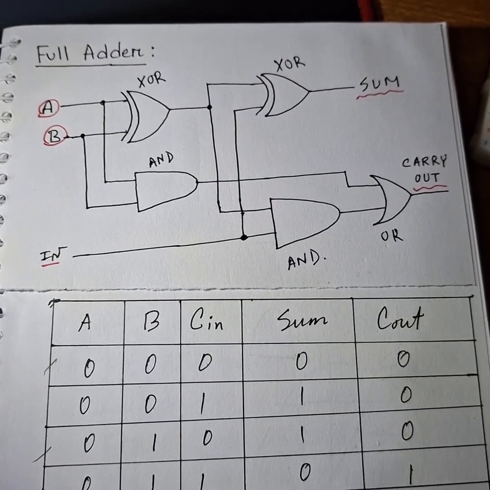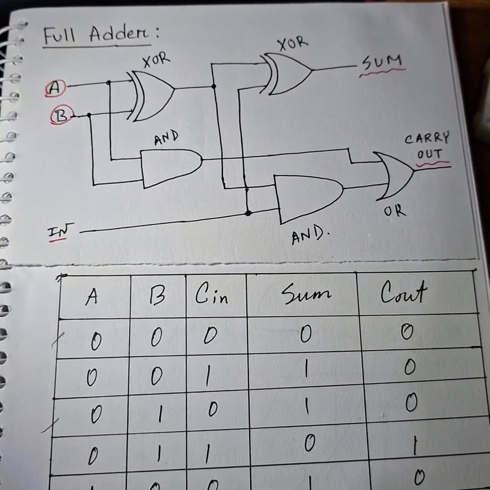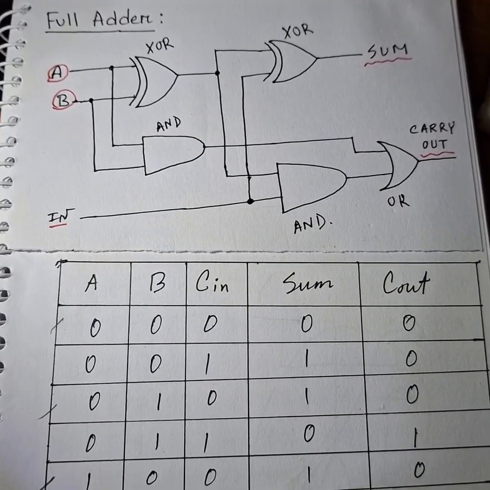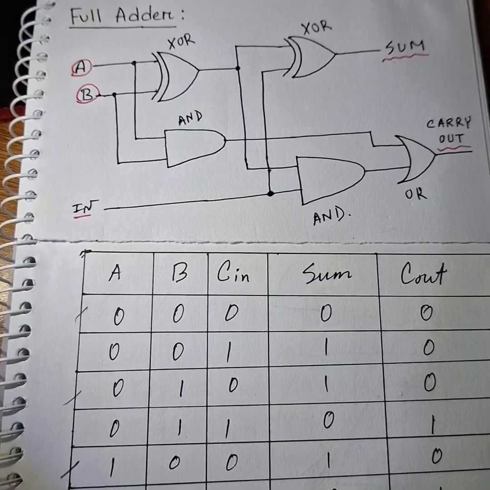We're going to discuss the full adder. This is the way we can implement a full adder. There are several ways, but we will follow this one. So here, two XOR gates, two AND gates, and one OR gate are used.